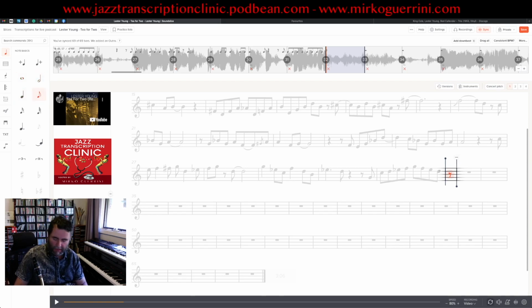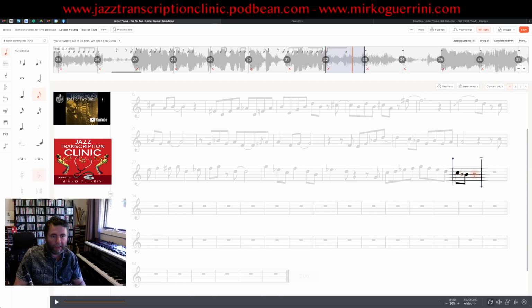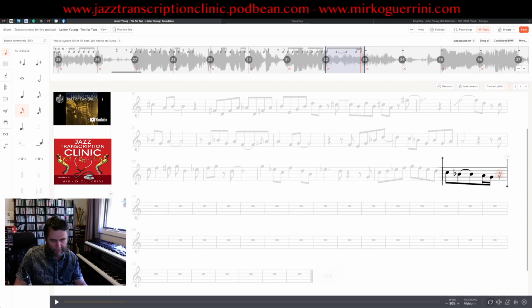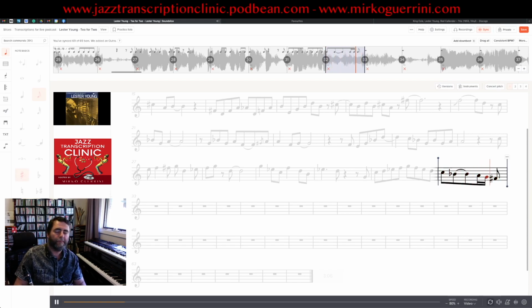B flat. And this is tied, and these are semiquavers, which are pretty much hidden. And this will be a quaver. What interval is that? Major 6th, maybe minor 6th, right?